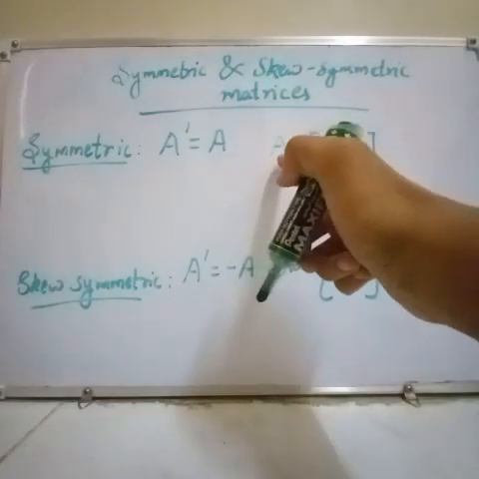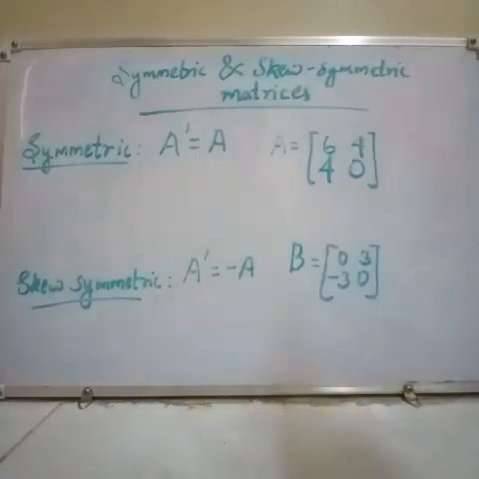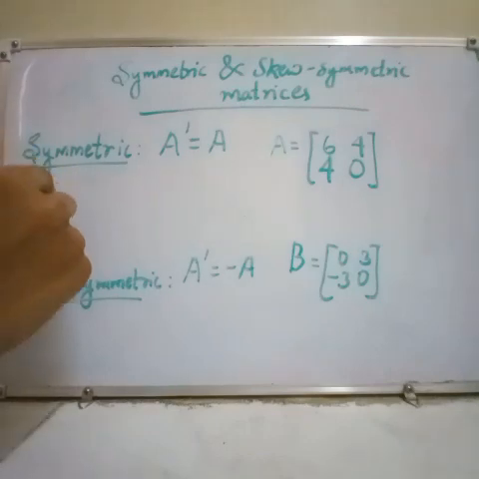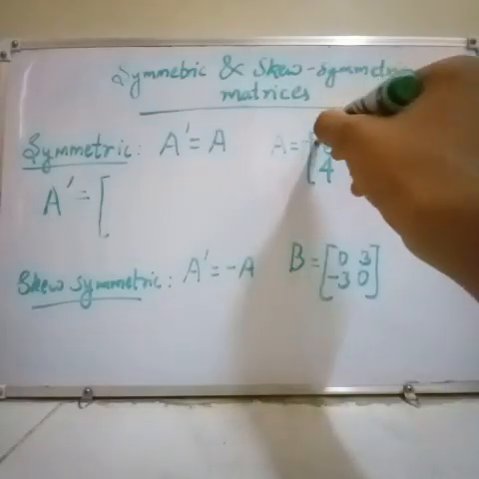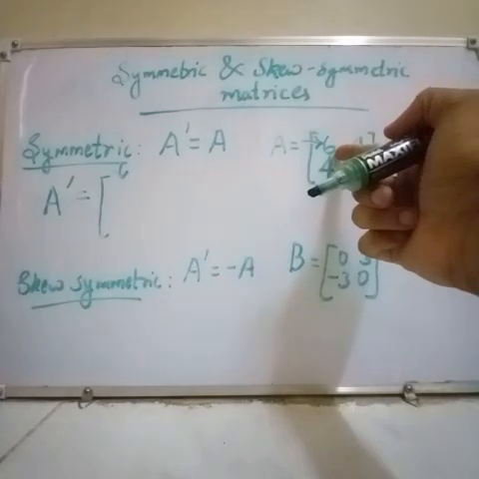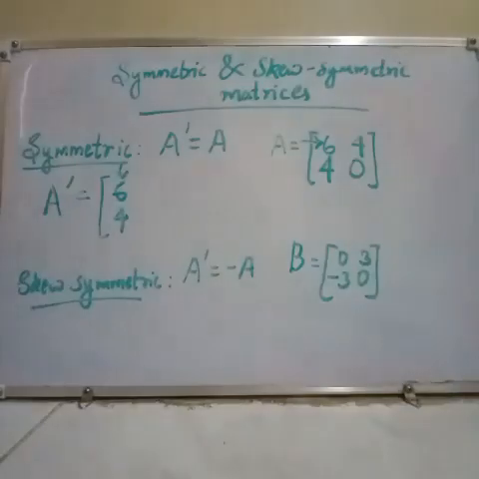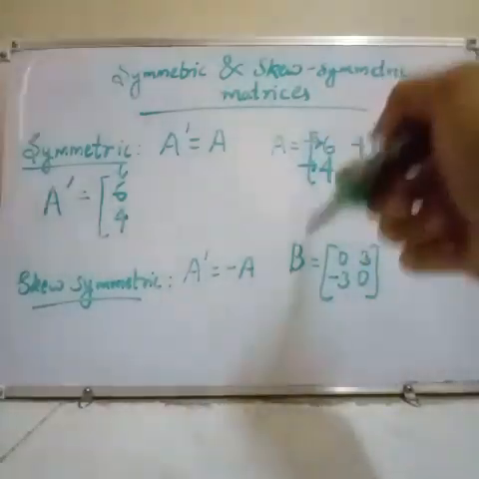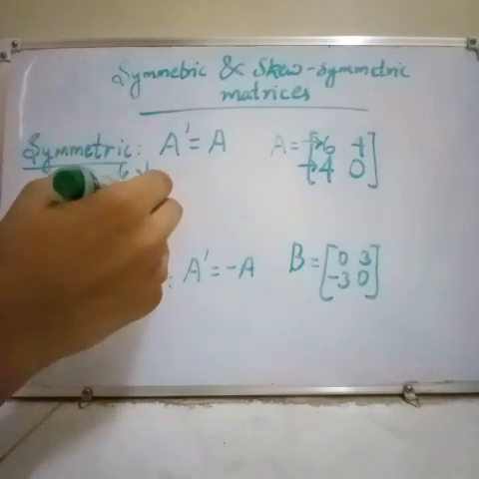Let's assume we have a matrix A with the elements 6 4 4 0, and now we take the transpose, A complement or A transpose. The first row becomes the first column, so we get 6 4. Now the second row becomes the second column, so 4 0 are replaced here.